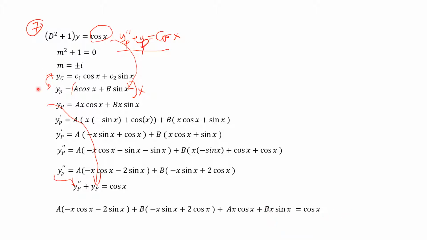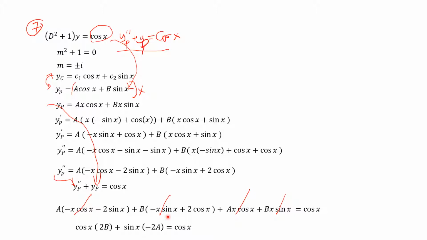Now observe that some things will cancel out here. You have this negative ax cosine x cancels with that, and you have bx sine x cancels with this. So all you have is cosine x, and then you have 2b cosine x here.